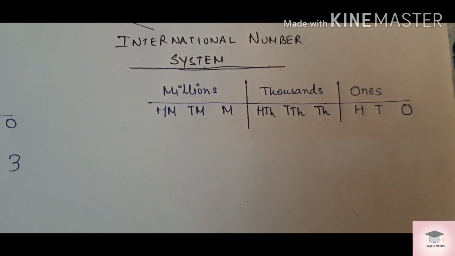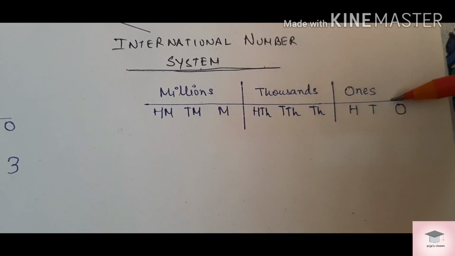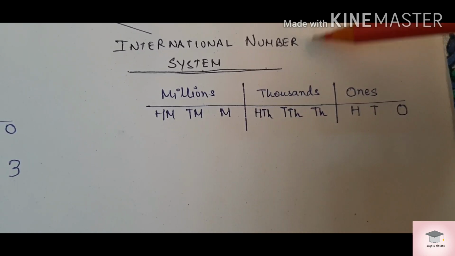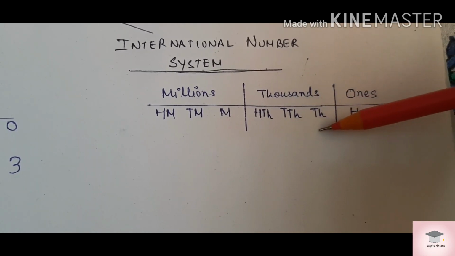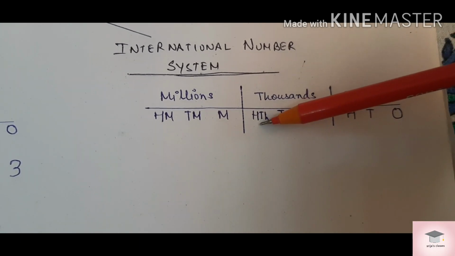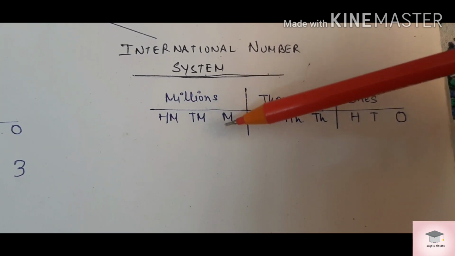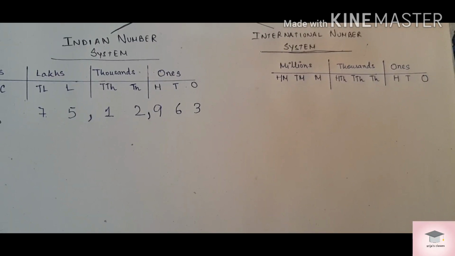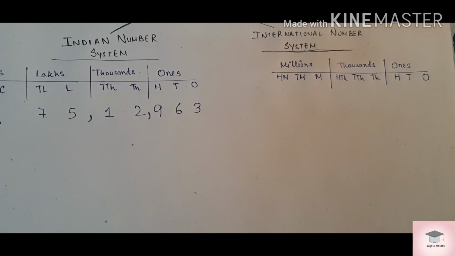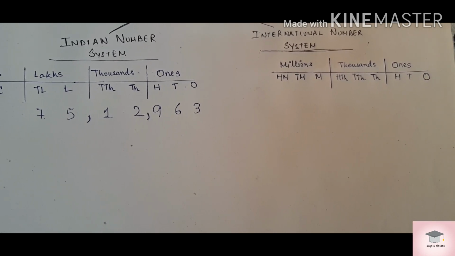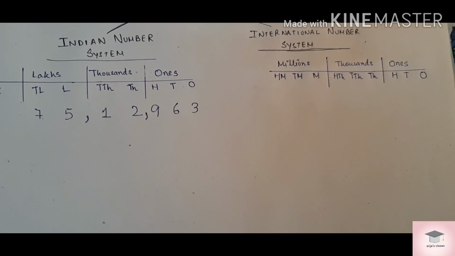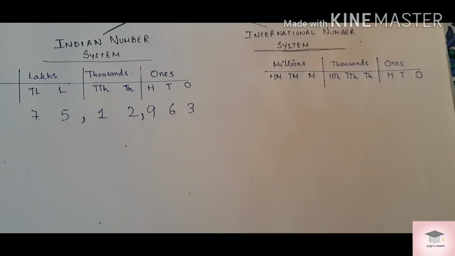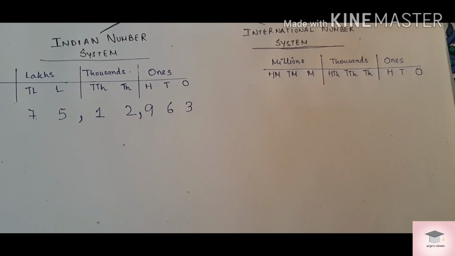In the international number system, under the ones period, we have ones, tens, hundred. Under the thousands period, we have thousand, 10,000, 100,000. Under the millions period, we have million, 10 million, 100 million. Remember the difference. In the Indian number system, in thousands period, we had only 1,000 and 10,000. Whereas in the international number system, in the thousands period, we have 1,000, 10,000 and 100,000 also.